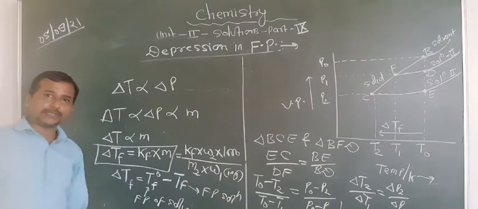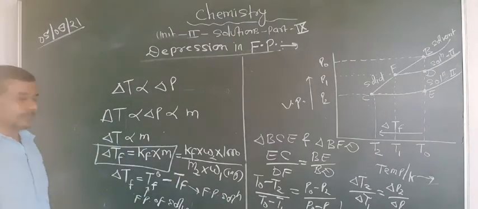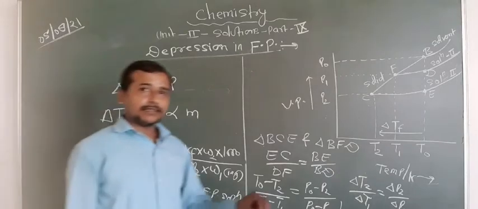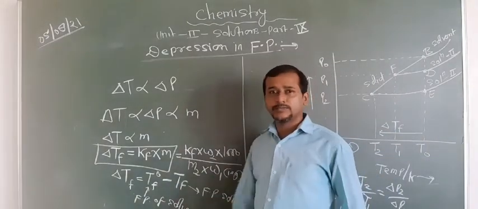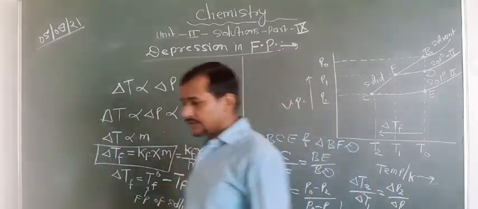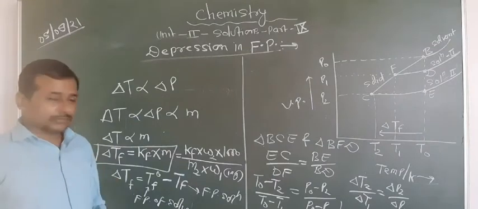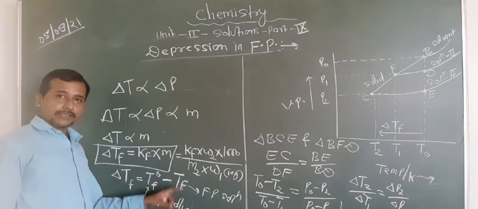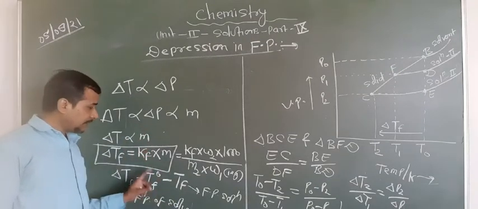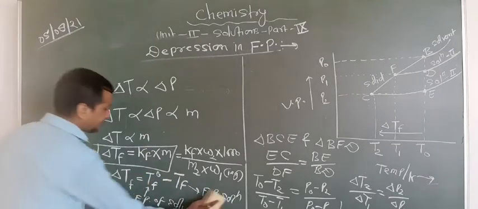So the freezing point of solution is lower due to addition of non-volatile solute, which produces less vapor pressure. That's why the solvent freezes at a lower temperature, and that is known as depression in freezing point. So in this way you can calculate the depression in freezing point. One mistake you are always making: it is T naught F minus TF here. In case of boiling point elevation, it is TB minus T naught B. Are you getting this point or not?